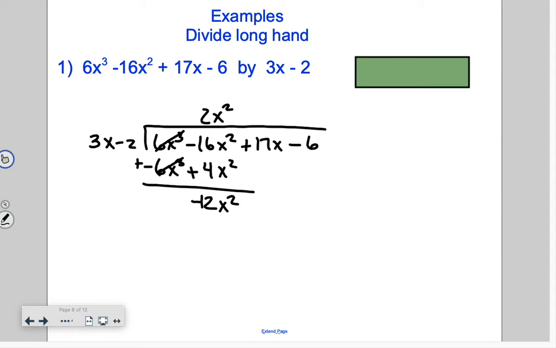But how do you get the negative 6 if it's a positive 2? Because it's a positive 3x. Hold on, let me go back. Because you subtract. Hang on. You missed it. It's okay. Let me go back. When I multiply, we'll get it. We multiply through. 2x squared times 3x gives me a positive 6x cubed. Times the negative 2 gives me a negative 4x squared, which then we are subtracting.